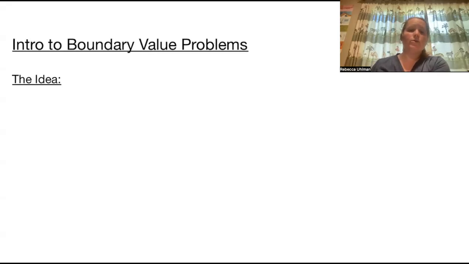Welcome to an intro to boundary value problems. So the general idea here is, so far we have studied initial value problems.